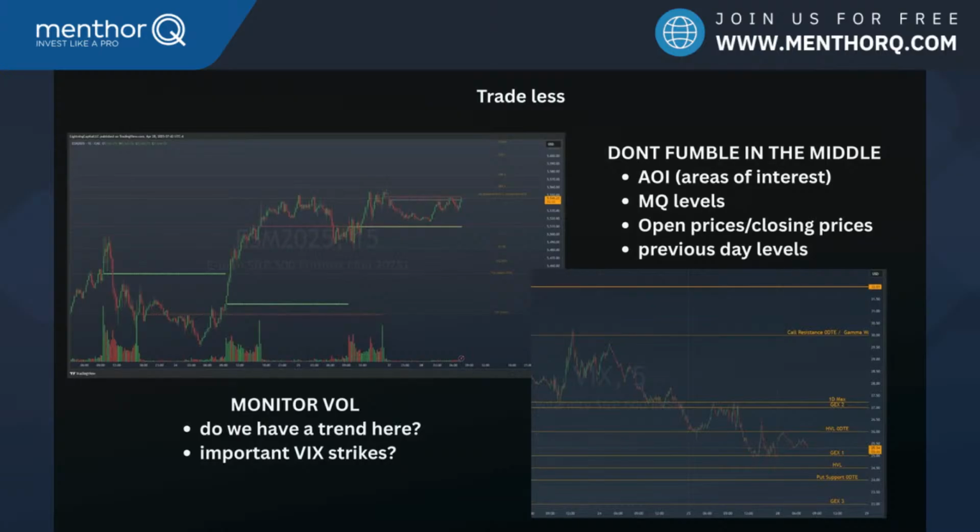The upper right text says area of interest, MQ levels, open prices, closing prices, and previous day levels. That's basically my approach for day trading. These 4 areas that I have over here is everything I use to set up a trade.